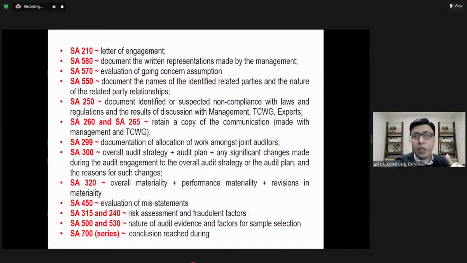So you have to document the nature of audit evidence. Audit evidence may be reliable, may be unreliable. You will document both things: why you are considering it reliable, why you are considering it unreliable, and the factors for sample selection. 530 is sampling, 500 is evidence.